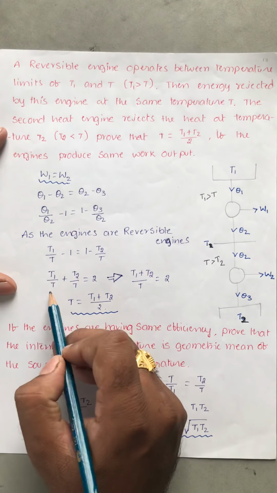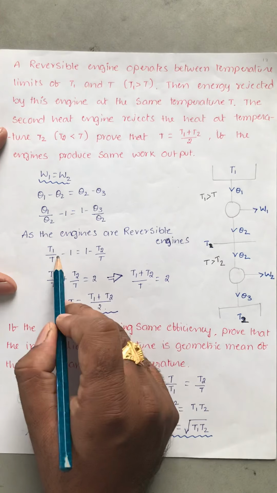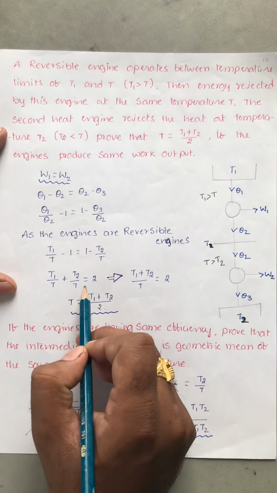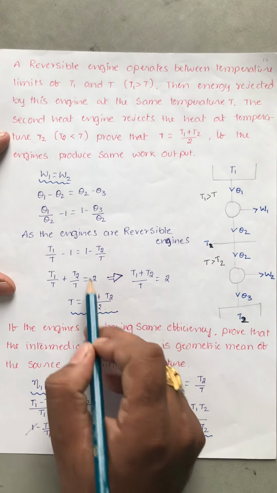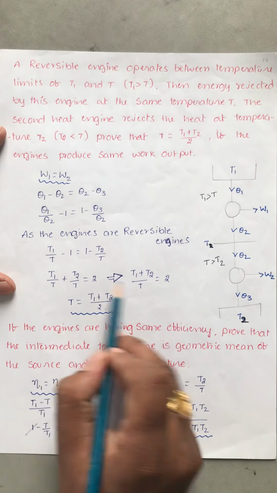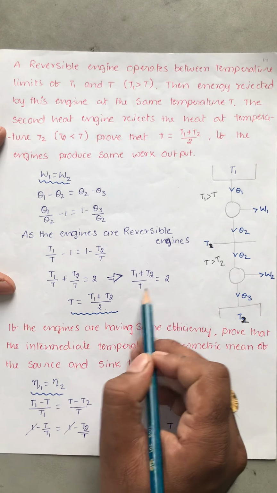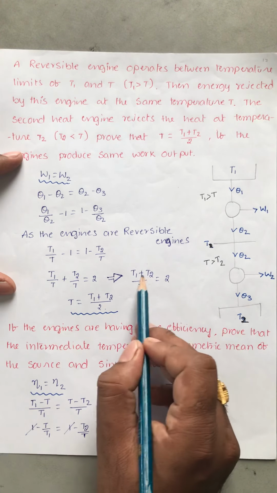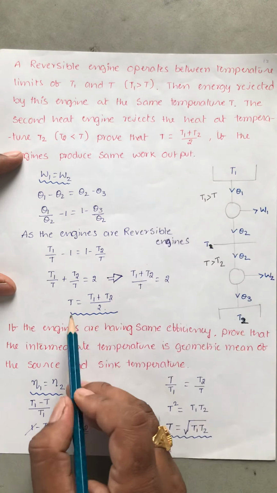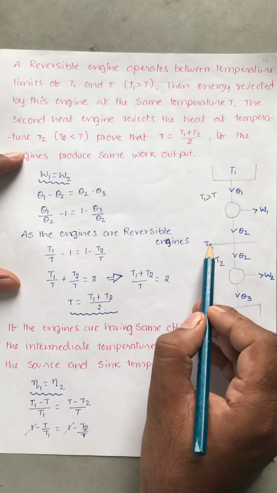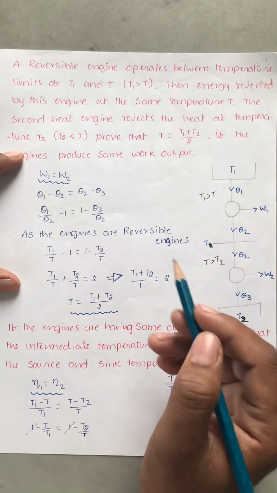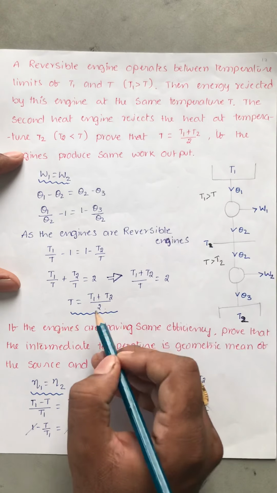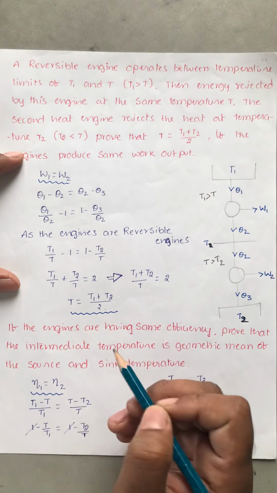Now T1 by T, and this minus sign comes to the left side as plus, plus T2 by T is equal to, this minus 1 comes to the right side, so plus 1 plus 1 is 2. T is common, so (T1 plus T2) by T is equal to 2. From this you can write T equal to (T1 plus T2) by 2. So the intermediate temperature is the arithmetic mean of the two extreme temperatures, that is (T1 plus T2) by 2.